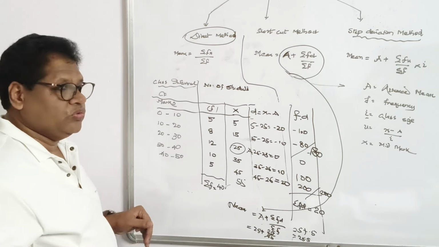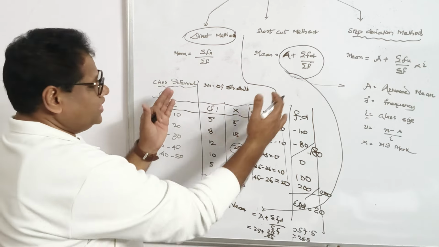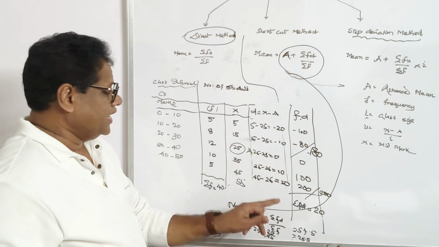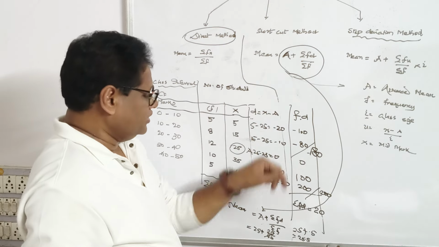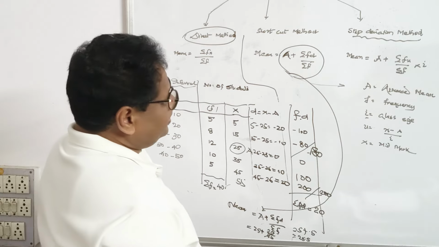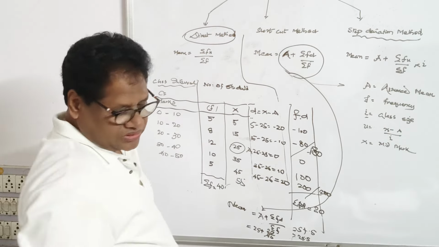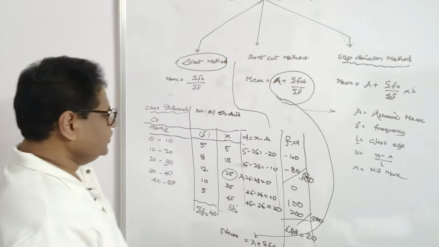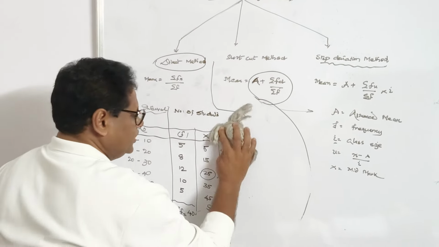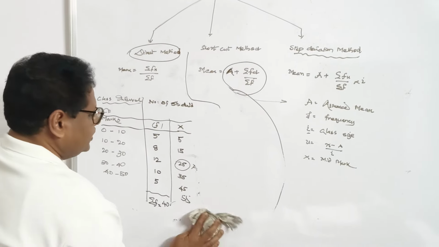Okay, so whatever would be the method, the result is going to be the same. We got the same result by direct method, and by shortcut method applying this formula, we are getting the same 25.5. Okay, now the third and the last method is step deviation method. We are going to remove the third and the fourth column. These two columns have to be removed.